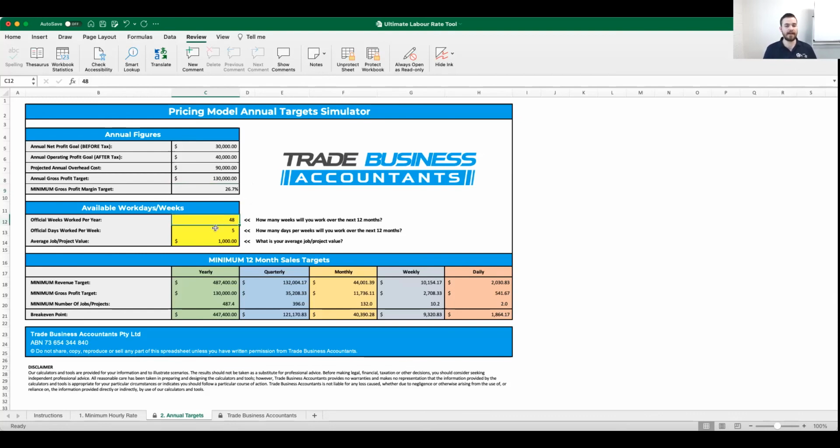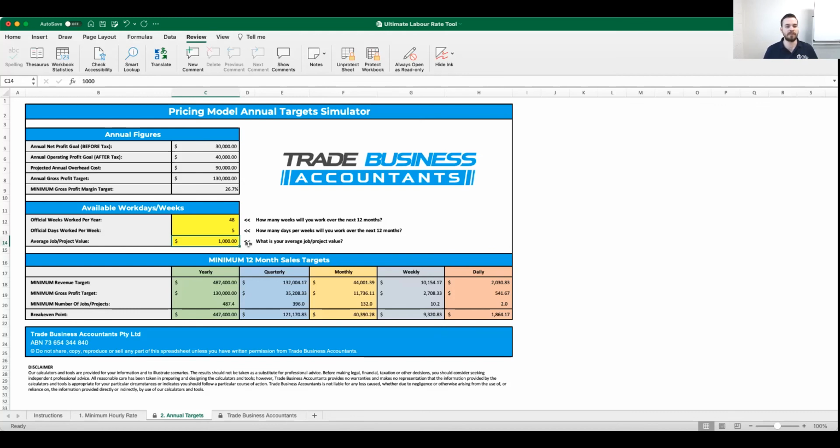Now, coming down here, you just got to plug in some numbers. Again, throughout this calculator, you've got to plug in the yellow cells. So here we've got official work weeks worked per year, which is 48 weeks, so we've got the 4-week holidays, official days worked per week, 5 days, average job cost, project value, we've got $1,000. If you don't know what this is, don't worry about this one. It's not as important. This is just to give you an indication in terms of how many jobs you need to be doing throughout the year to achieve this revenue target, based off your prior performance and your prior job values.